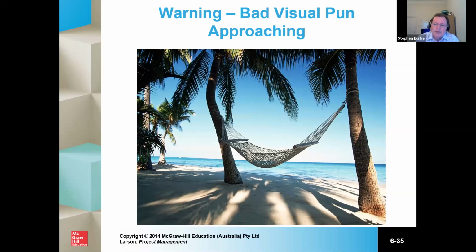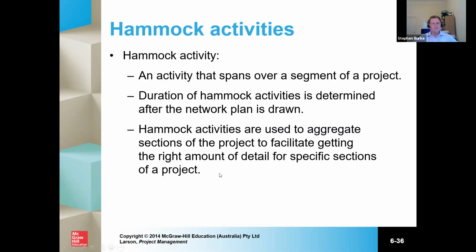Your project was to get yourself to a tropical island away from the hurly-burly, and your earliest time you could start the holiday depended on how soon you could finish the work you had to do. So you were shortening the time it was taking to do all your tasks so you could have a really, really early start. And you can imagine yourself sitting on the beach in a hammock, because what you were doing was thinking about a hammock activity, which is an activity that spans over the segments of a project.